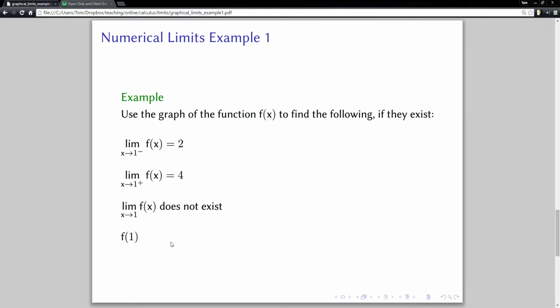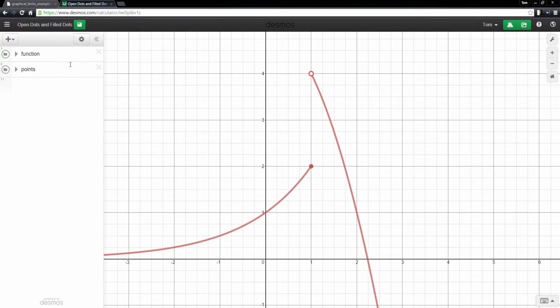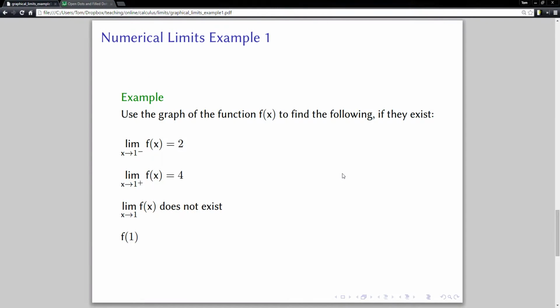And the final question is, what is f of 1? Notice we don't even have the formula for this function at all. And so we have the graph. What we can do to find out what f of 1 would be is find 1 here on the x-axis, and then look for the filled dot. And that filled dot is right here, and that filled dot has height 2. So the y value for an x value of 1 is equal to positive 2. All right, so that answers all of the questions.